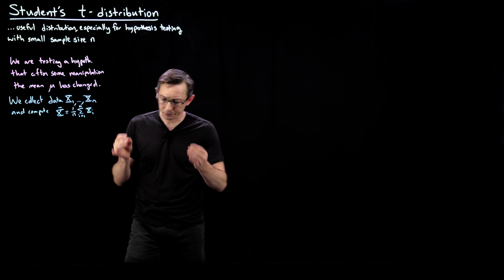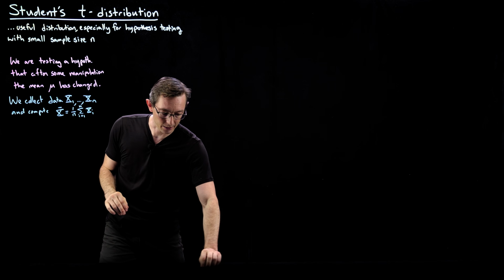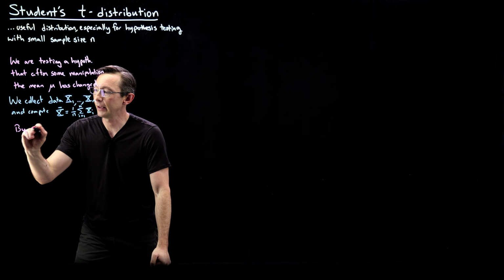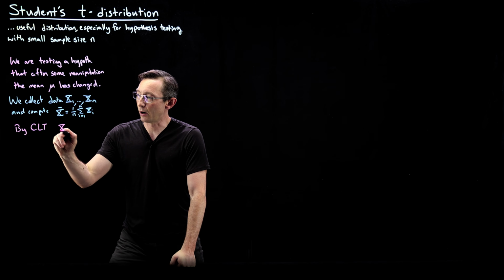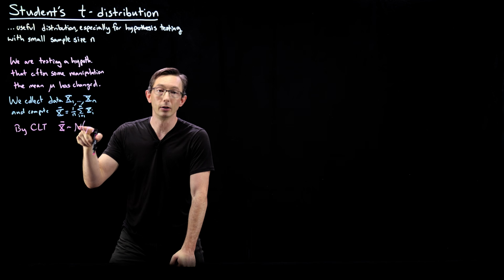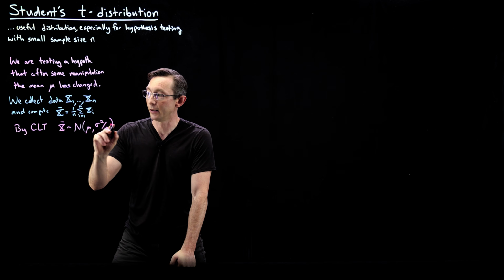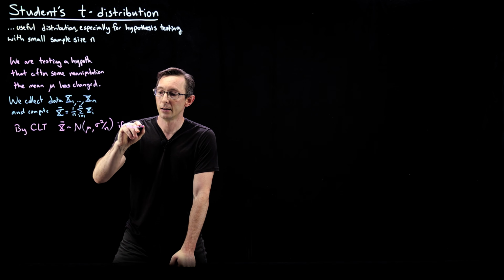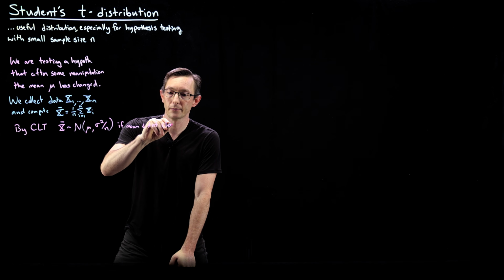Okay, so we're almost to the t distribution. By the central limit theorem, x bar is going to be distributed as a normally distributed random variable with mean mu and variance sigma squared over n, if the mean did not change.